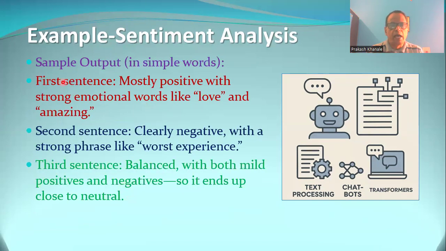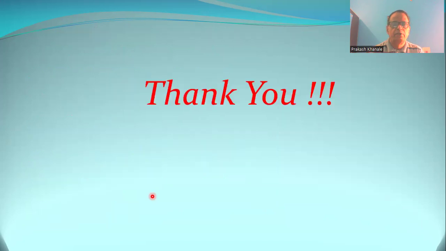So we can have some sample output. In the first sentence, we can say it is mostly positive because words such as love and amazing appear. The second sentence is clearly negative because it consists of words such as worst experience. The third sentence you can say is balanced because it is mildly positive and negative both. Therefore, we can say that it is a neutral sentence.